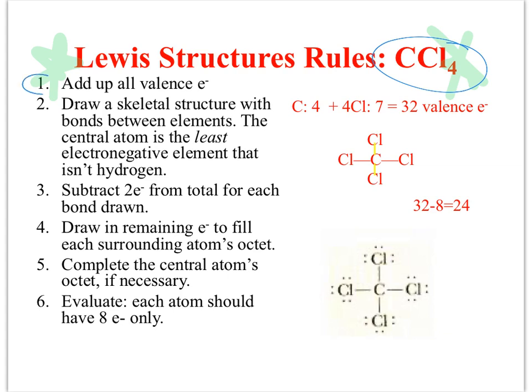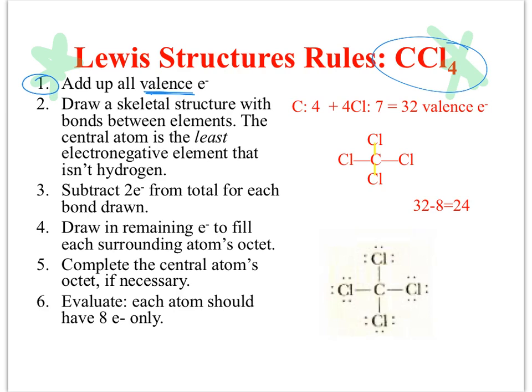So the first step is to count up how many valence electrons are going to be present in the entire molecule. Since we're dealing with nonmetals here, we're primarily dealing with hydrogen and then groups 13 through 17. So you deal with 3, 4, 5, 6, 7 valence electrons based on the group number that it's in.